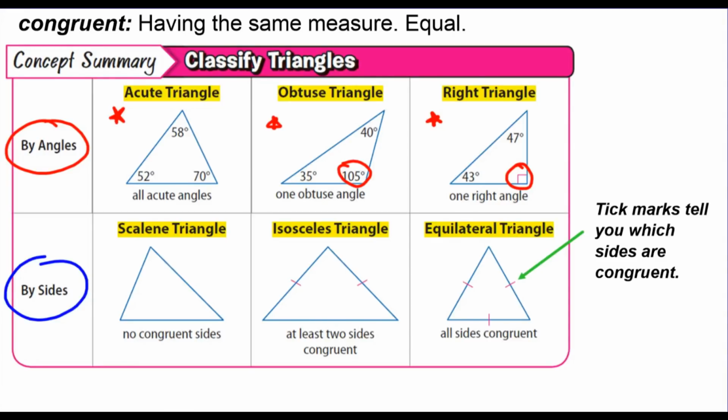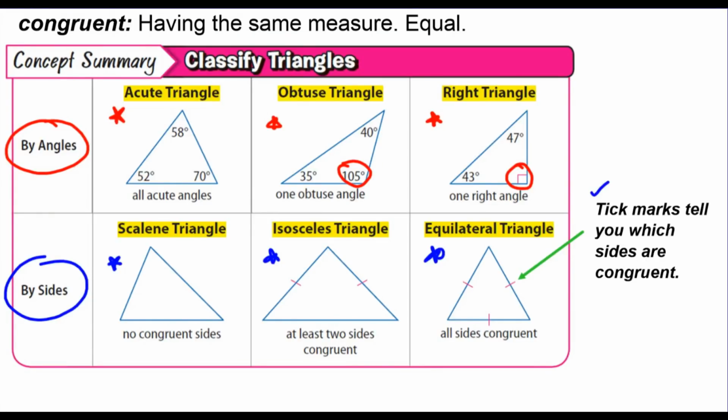Or we can classify triangles by its sides. And by sides, we would look for congruent sides. A triangle that has no congruent sides is called scalene. A triangle that has two equal sides or two congruent sides is called isosceles. And these red tick marks here tell you which sides are congruent. So when you see those marks on a triangle or any other polygon for that matter, it tells you that those two sides are congruent or the same length. And then finally, we can have the equilateral triangle, and that's a triangle that has all equal sides.